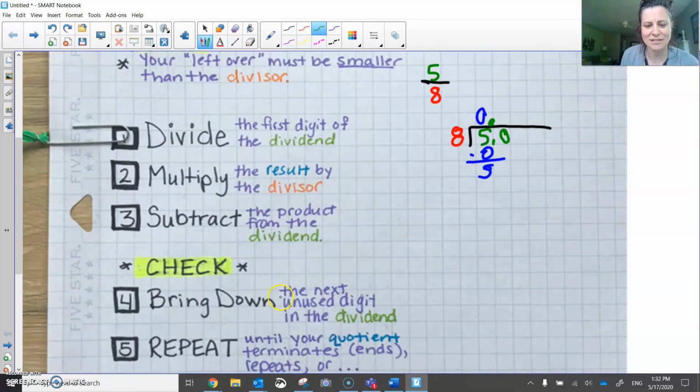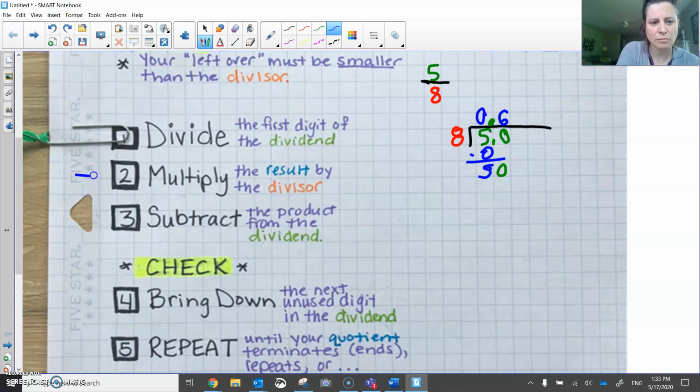Oh, whoops, you know what I forgot to do? I forgot to bring down the next unused digit, so I'm going to bring down that 0, and now I'm going to repeat it. So now I want to figure out how many times I can subtract 8 from 50, or 50 divided by 8. And this is the part where you have to make some estimation. So I know 8 times 8 is 64, that's too big. 8 times 7 is 56, that's too big. 8 times 6 is 48. 48 works. So 50 divided by 8, I'm going to say that's a 6.